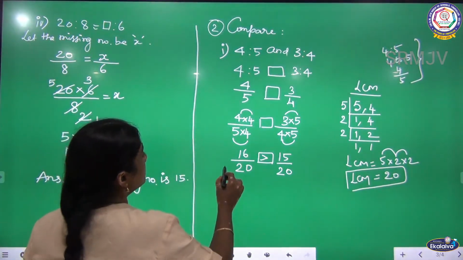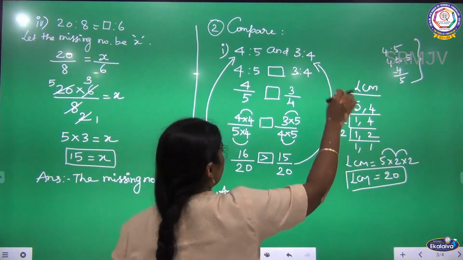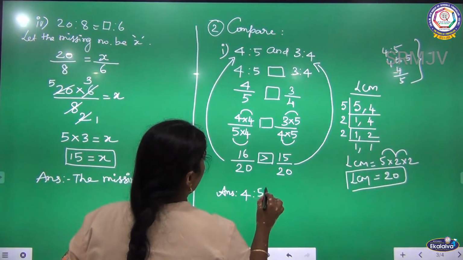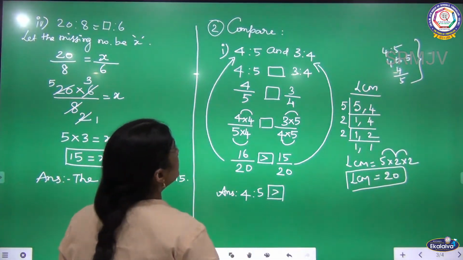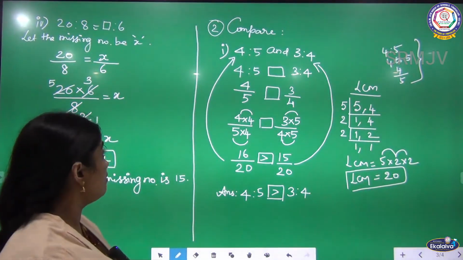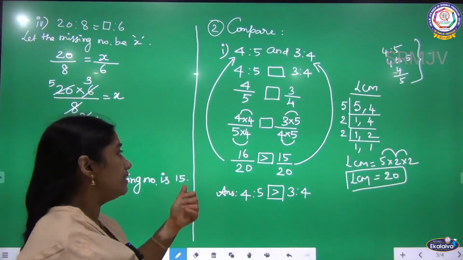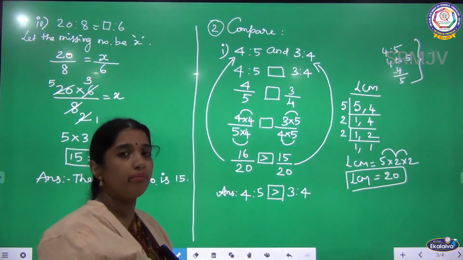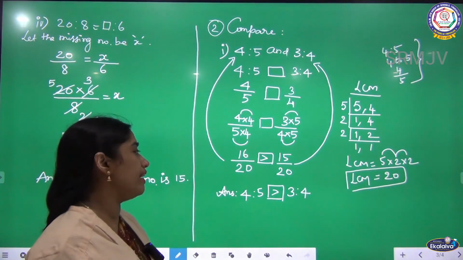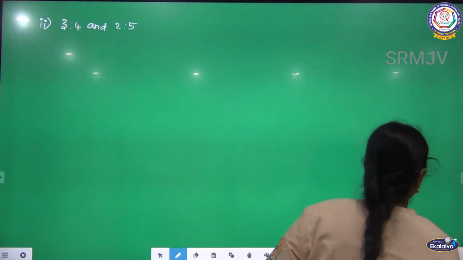Now write the ratios. 16 by 20 belongs to which ratio? And 15 by 20 belongs to which ratio? You write that. 4:5 is greater than 3:4. Can you understand this? From 4:5 I simplified to 16 by 20, and 3:4 I have written as 15 by 20. So go to the question and write the question here, and 4:5 is greater than 3:4. Is that clear? Shall I move on to the next sum, children?